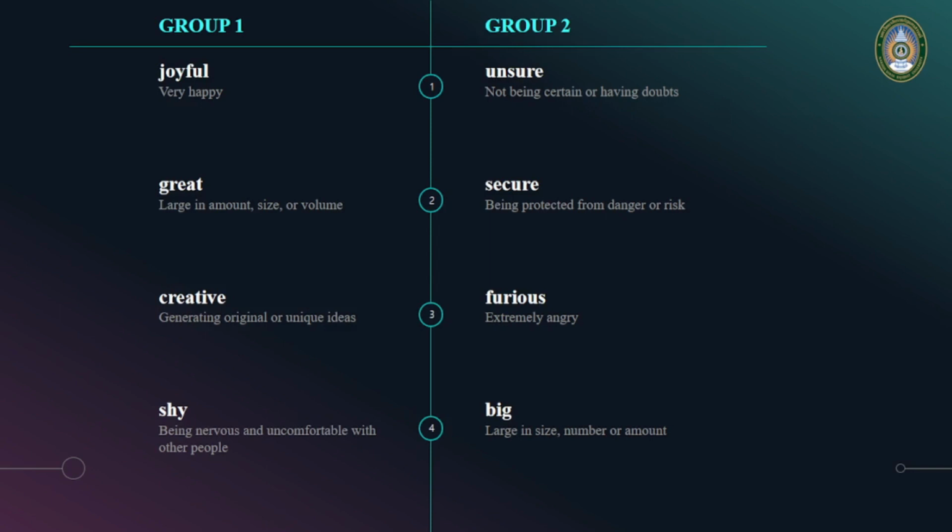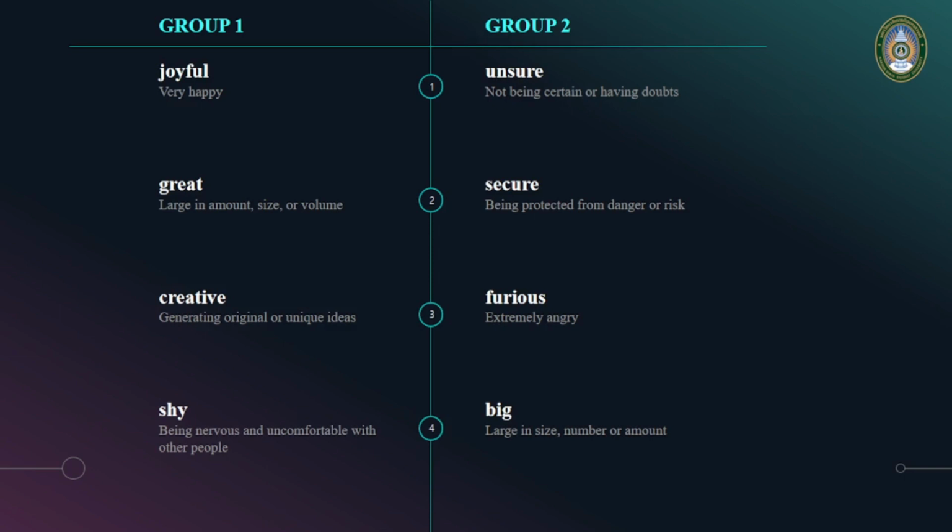Joyful and furious. Furious means very angry, extremely angry. So extremely angry and very happy, they're rather opposites. So they don't mean anything similar. Now the next word is big, large in size, number, or amount. So joyful and big also don't mean the same. All right, so now let's move to the second word in group one.